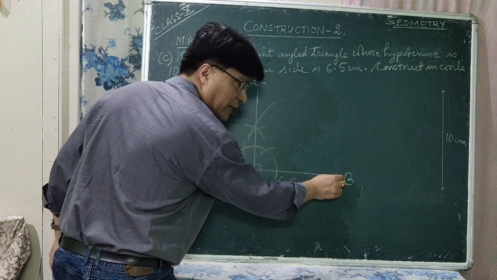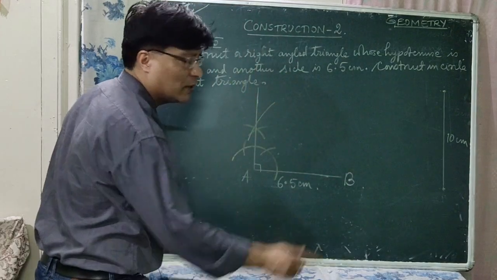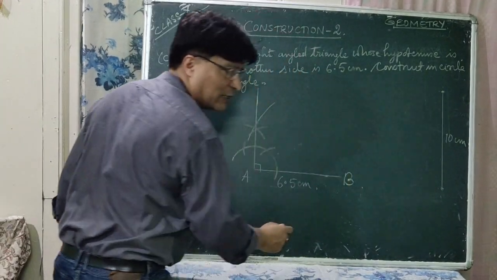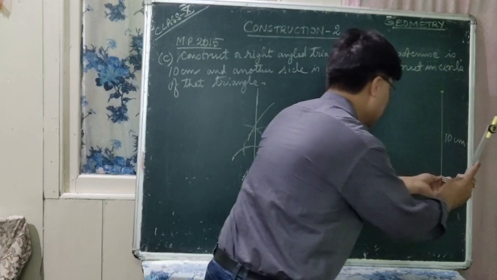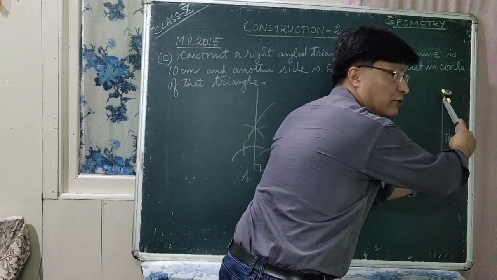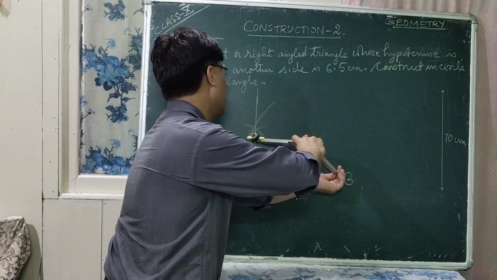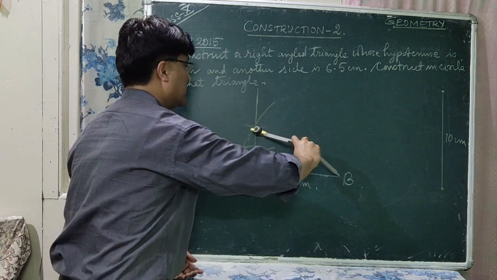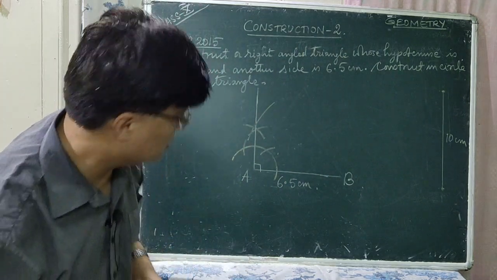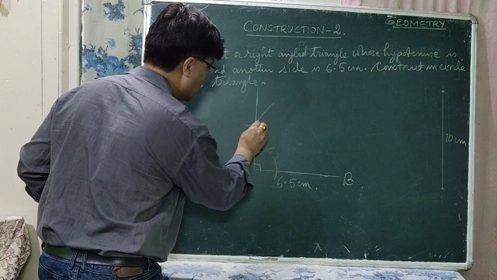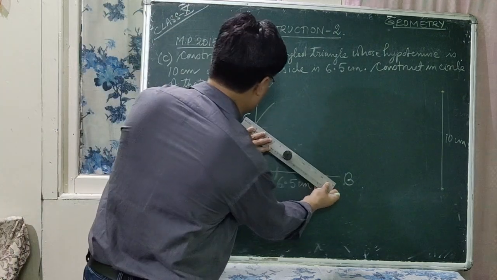Keeping the pointed needle at the point B, first you measure the length of the arc as 10 centimeter. First of all, with the help of compass, measure this length 10 centimeter and keeping the pointed needle at the point B. Again, I am showing you this 10 centimeter is measured out here, right? Now, keep the pointed needle at the point B and draw an arc intersecting the perpendicular at this point. Suppose this point is C. So join this BC, right?